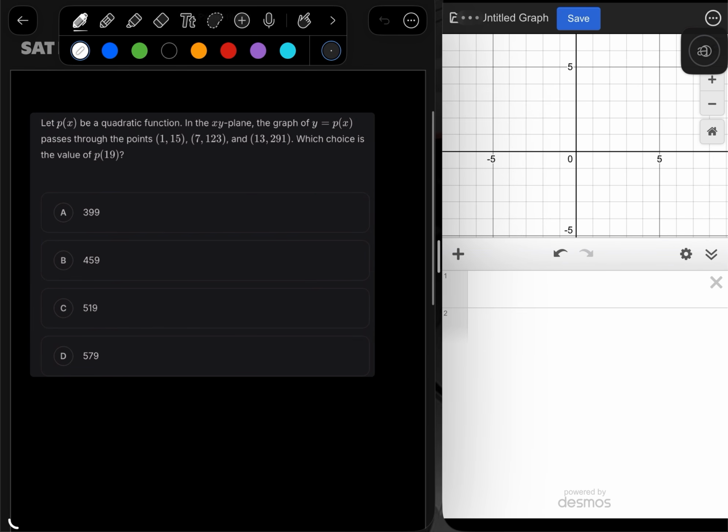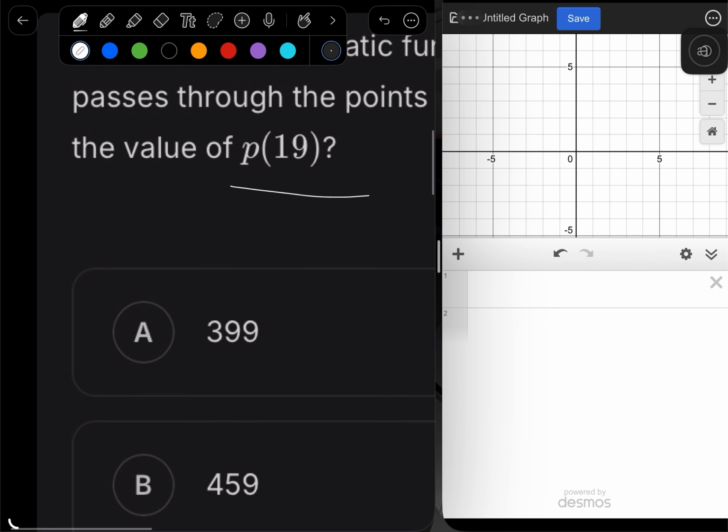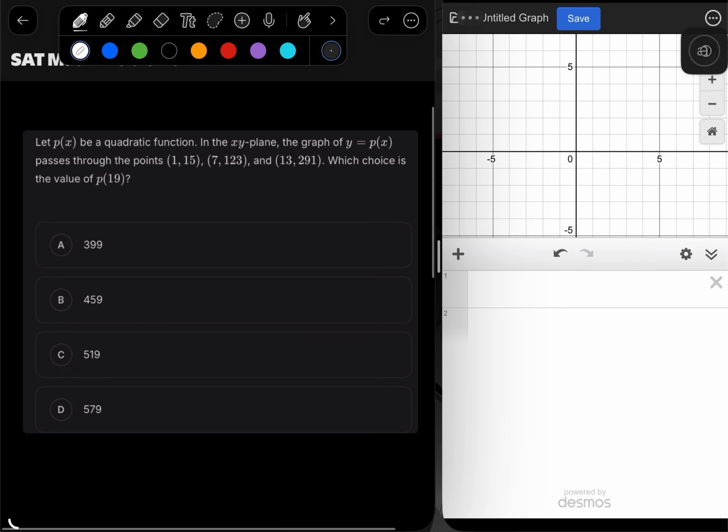So first, try this question for yourself. Okay, assuming you've given it a try, we have p of x, which is a quadratic function, and it passes through these given points here. We are asked to find the value of p of 19, right? So there's actually two ways you can approach this problem.